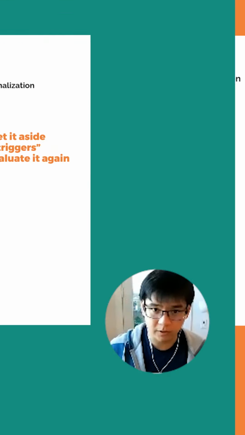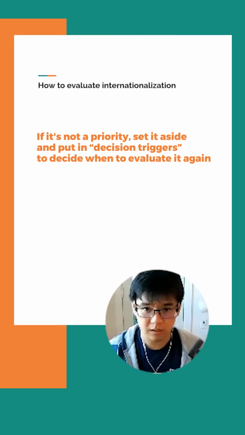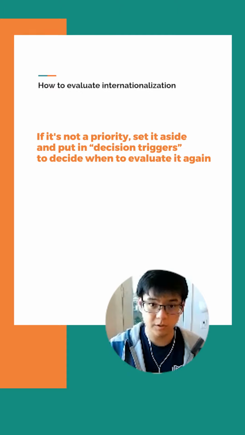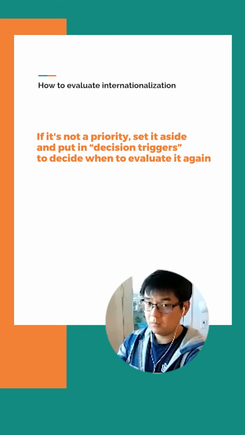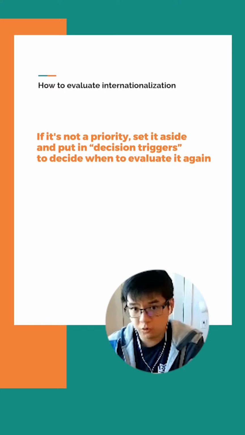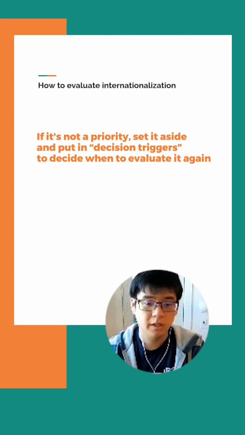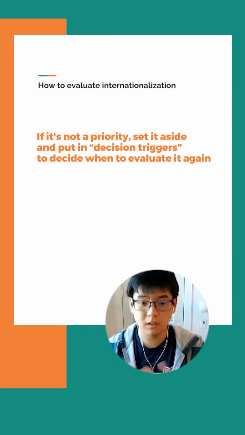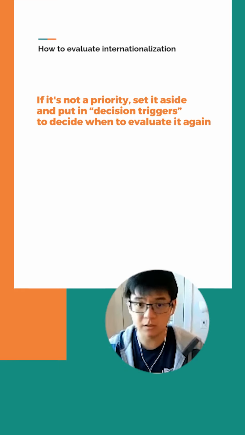And so there's really only one of 2 outcomes that can come out of our exercise. If it's not a priority, what we want to do is set this initiative aside, but we don't want to just ignore it because it could become a priority in the future. And so what we want to do is put in things called decision triggers, which basically let us know when we should reevaluate this situation.